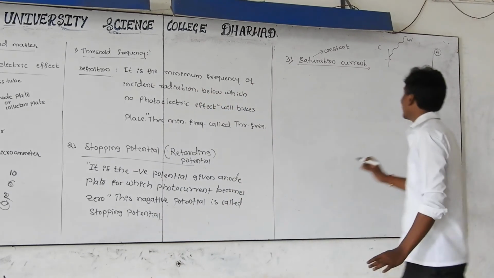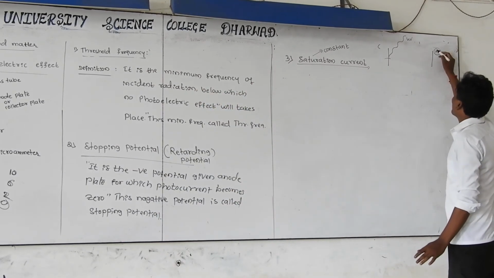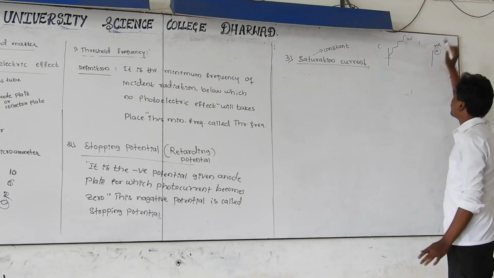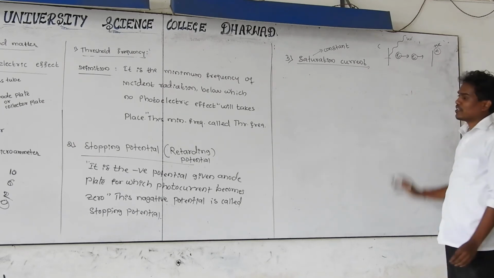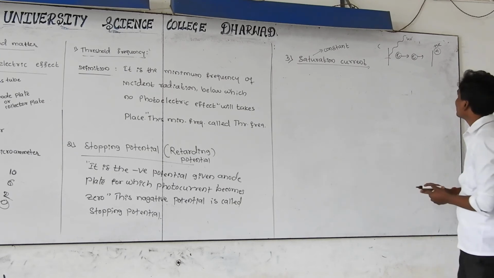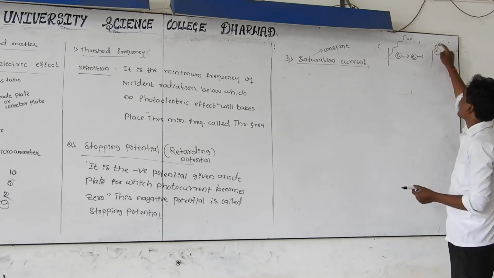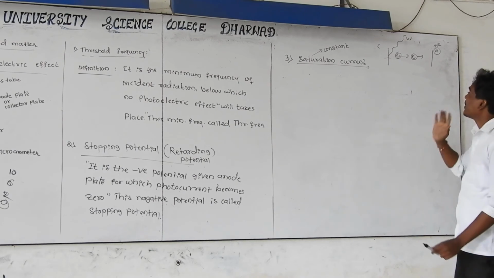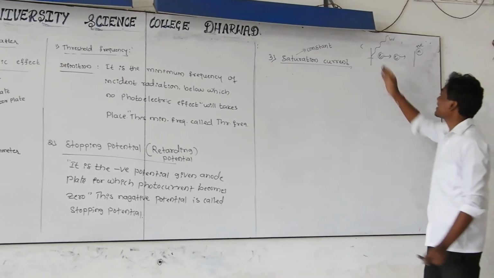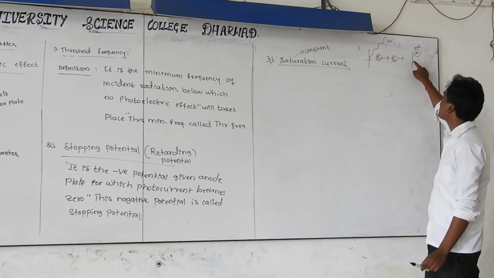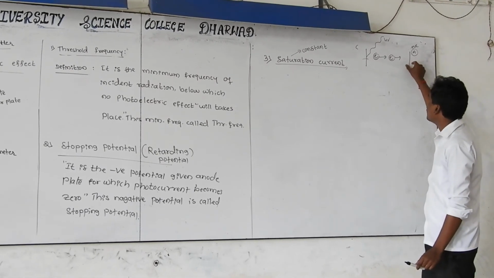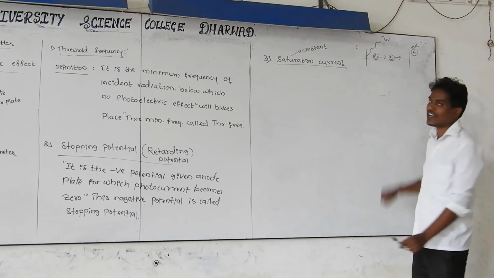By using the rheostat, increase the anode plate potential as a positive. If you increase the anode plate potential as a positive, then the number of electrons which are moving from cathode to anode increases. What is the reason here? When the plate potential becomes positive, it attracts more electrons.